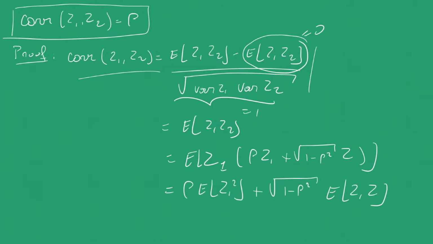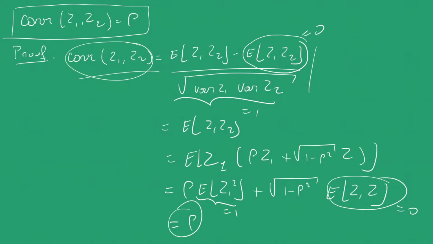But because z1 and z are independent, also this here is 0. And because z1 has a normal distribution with mean 0 and variance 1, this is equal to 1. So the second moment of z1 is equal to the variance, which is equal to 1. So we find indeed that the correlation between z1 and z2 is exactly equal to rho. What we did so far is we created the vector z1, z2, where z1, z2 has a Gaussian copula with standard normal marginals.